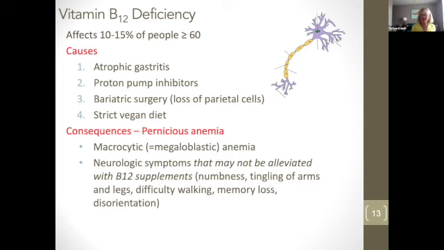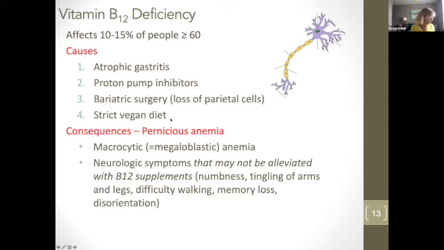I know you've learned about this in your physiology class, and you'll talk about it more in medical nutrition therapy if you take it. But if the stomach cells are removed, you're not going to be producing what you need to absorb B12. So that's another cause. And all of these have a similar solution. So hang on. And then a strict vegan diet is a possibility.